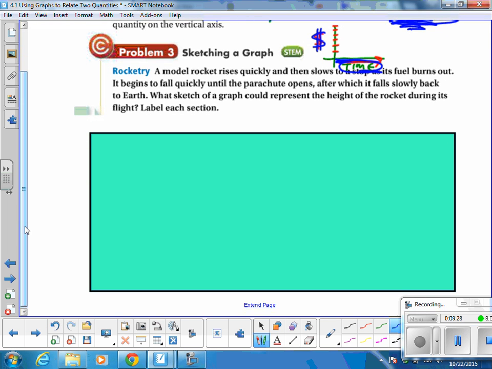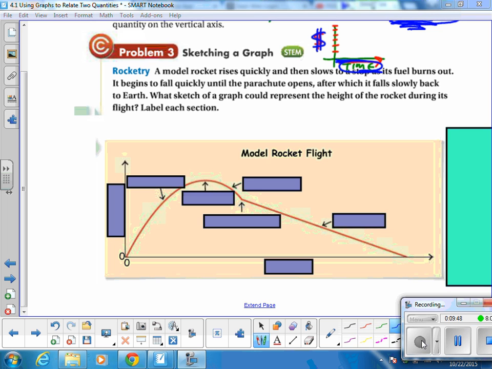A model rocket rises quickly, then slows to a stop and burns its fuel out. It begins to fall quickly until the parachute opens, after which it falls slowly back to Earth. What sketch of a graph could represent the height of the rocket during this flight? And then look at the sections. You can go ahead and press pause, give it a try, and then see what I found.